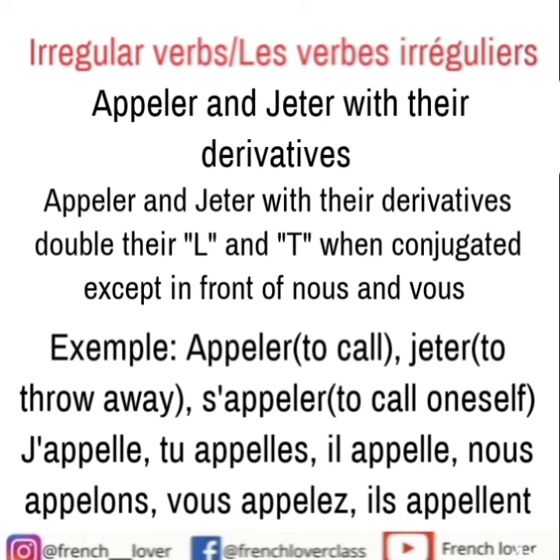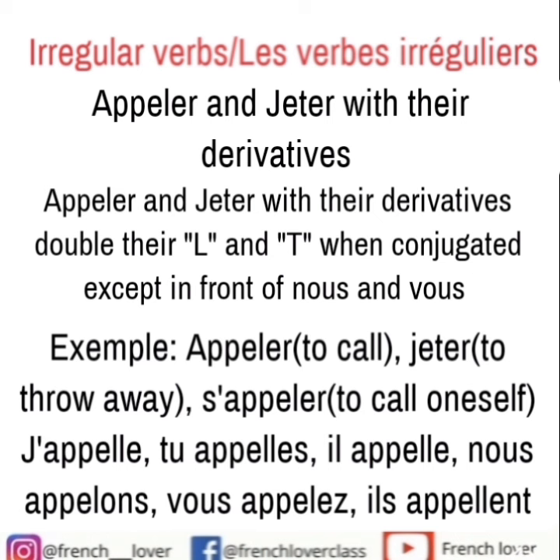For jeter, just rejeter and jeter. Appeler, we have s'appeler, rappeler, épeler. Okay, these ones are special. Appeler doubles the L when conjugated, except in front of nous and vous, while jeter doubles the T, except in front of nous and vous.